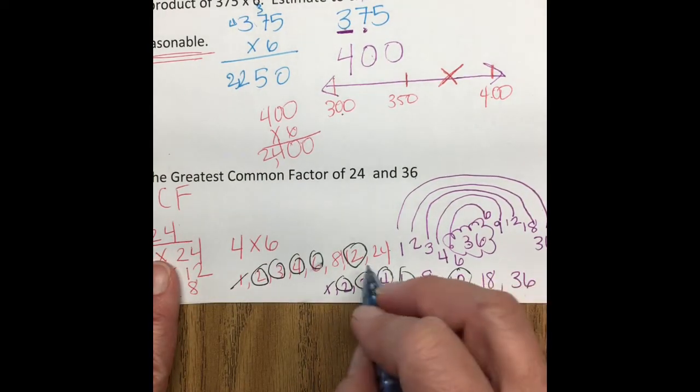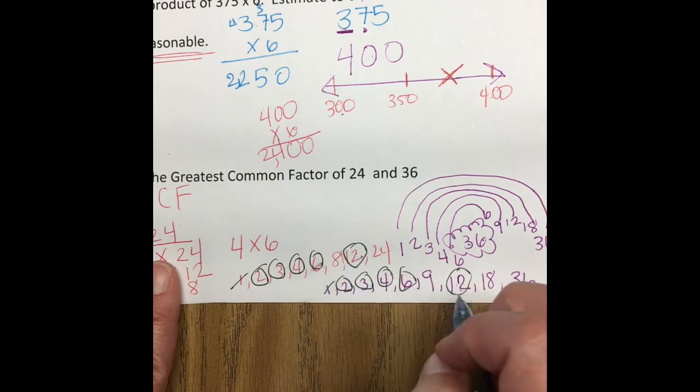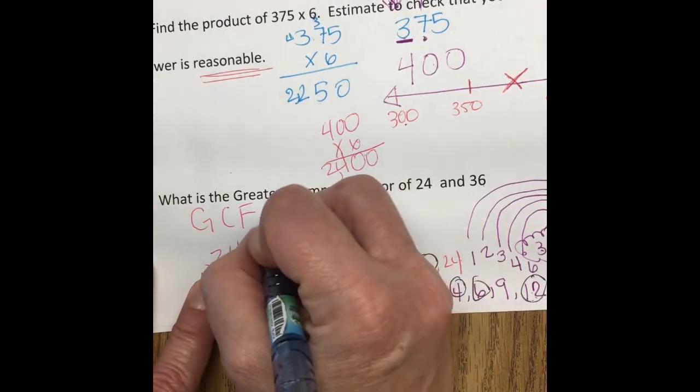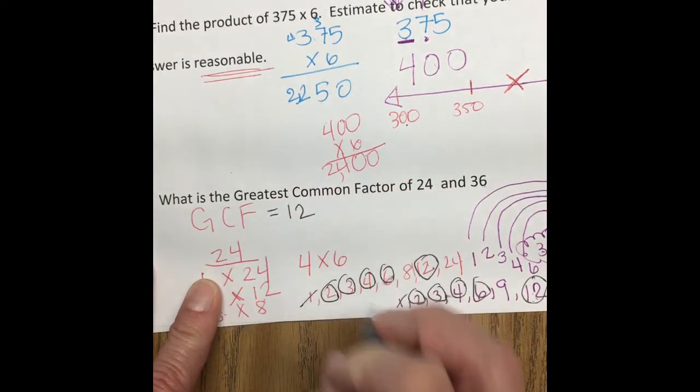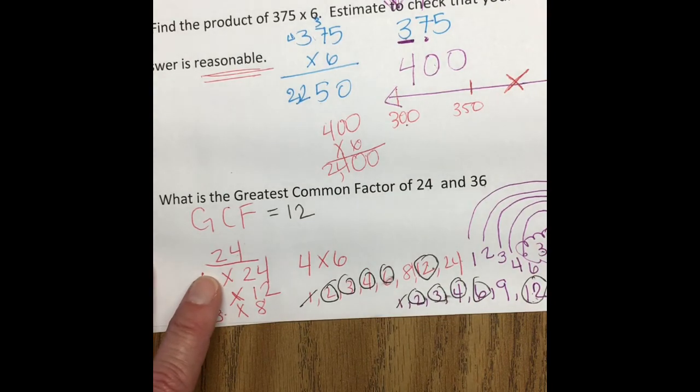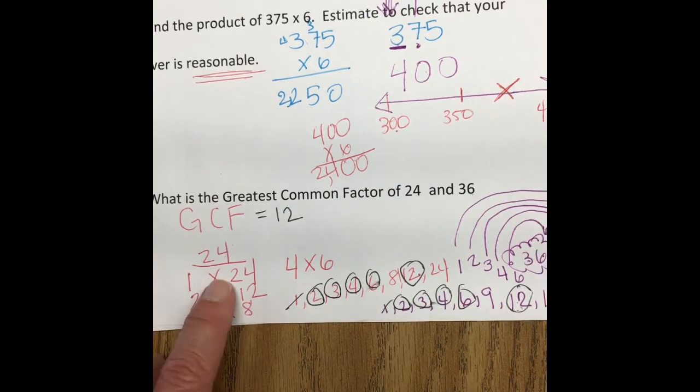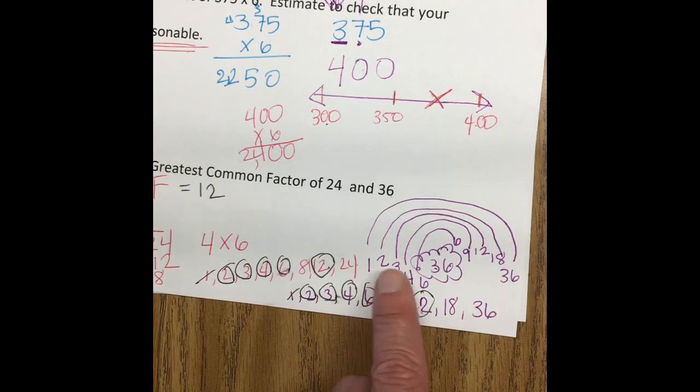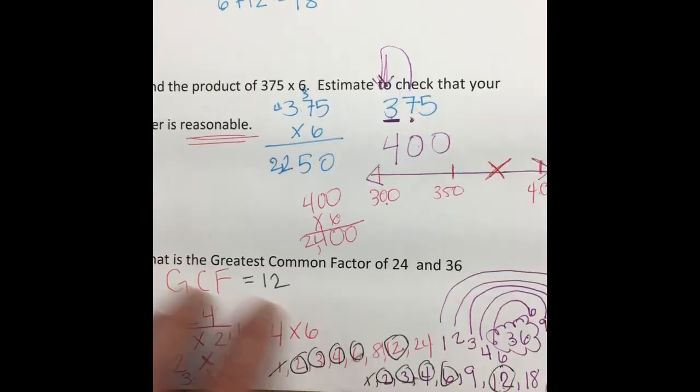What's the greatest common factor? Well, the largest common factor is 12. So I could say that the greatest common factor between 24 and 36 is 12. Again, factor out whatever makes life easier for you. I think the rainbow is nice because it keeps everything in order.